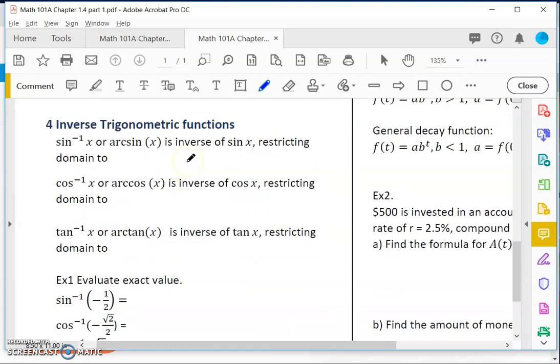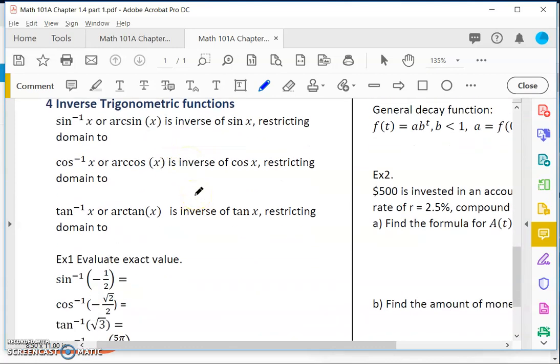Likewise, in sine, cosine, and tangent functions, we have to restrict our domains. Otherwise, it would not be a one-to-one function. So how do I restrict the sine x domain? Sine was like this, right? So we will restrict our domain to here, from negative pi over 2, including, to pi over 2. In the unit circle, it would mean I would only consider quadrant 1 and quadrant 4.